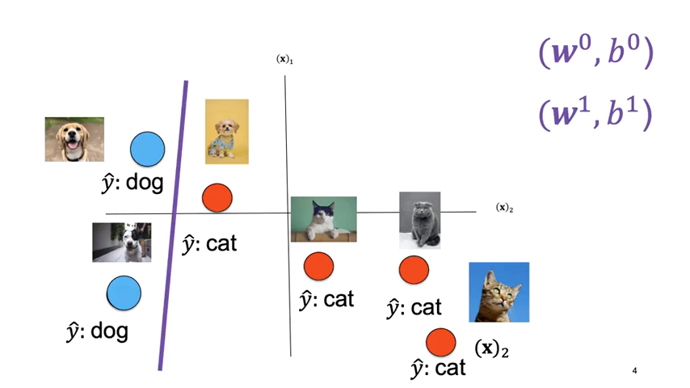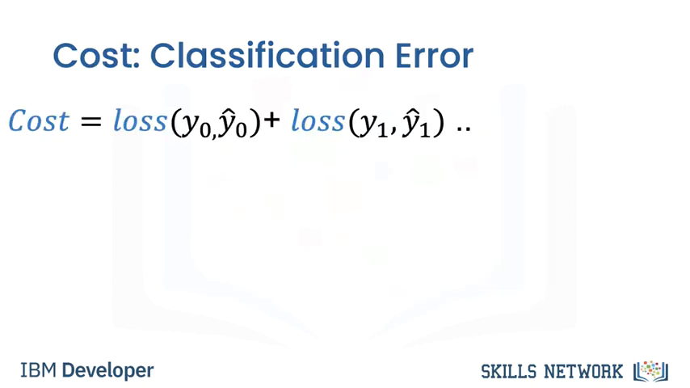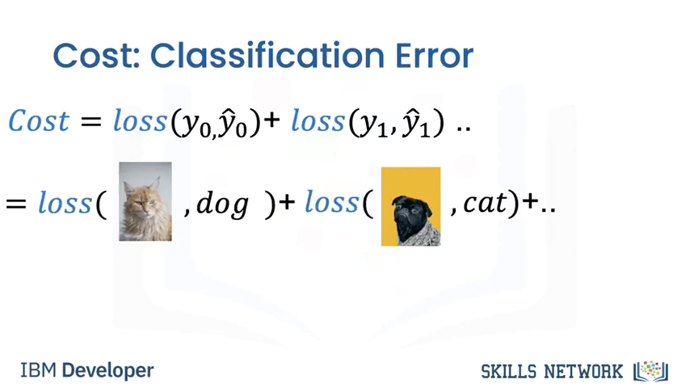First, we need a way to determine how good our decision boundary is. A loss function tells you how good your prediction is. The following loss is called the classification loss. The first column will show the output of the loss function. Each time our prediction is correct, the loss function will output a 0. Each time our prediction is incorrect, the loss function will output a 1. The cost is the sum of the loss. The cost tells us how good our learnable parameters are doing on the dataset.